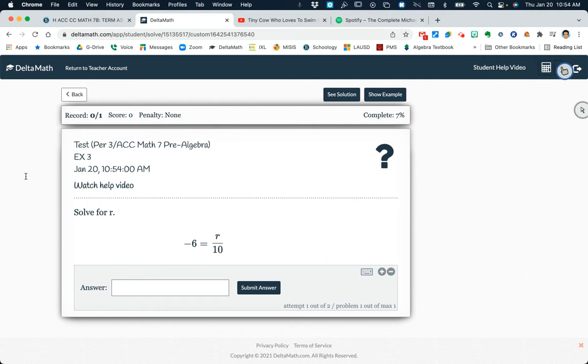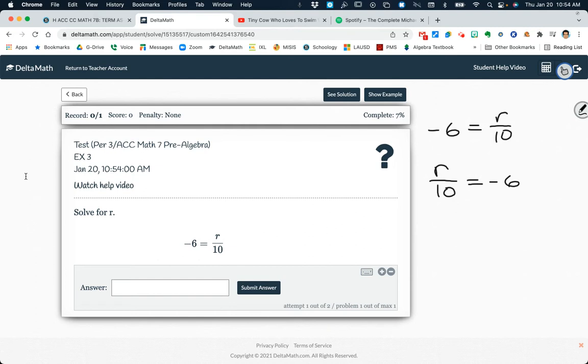Okay, so here we have negative 6 is equal to r divided by positive 10. Okay. My question first, though, is can I rewrite this? How can I rewrite it? If you like, you don't have to.